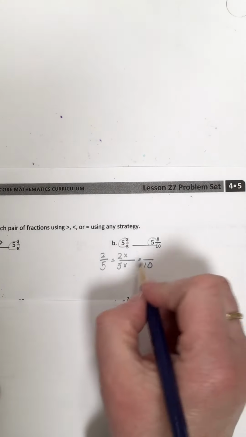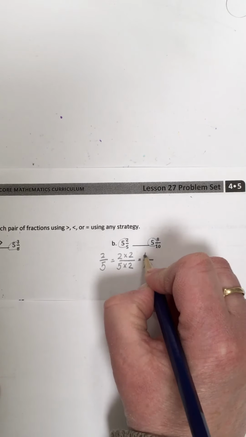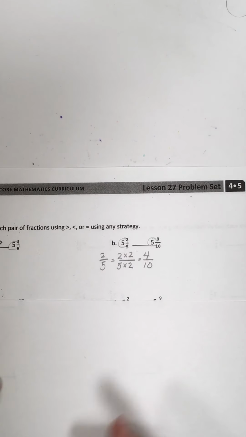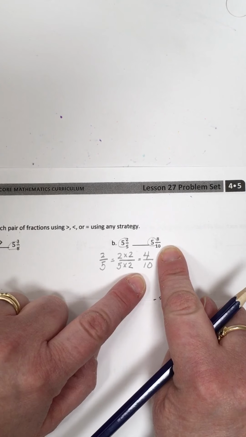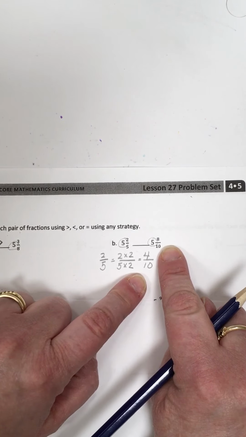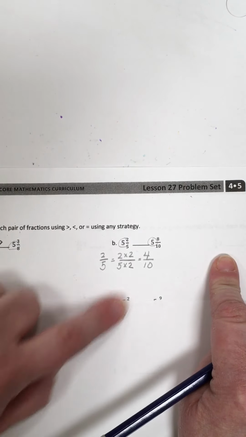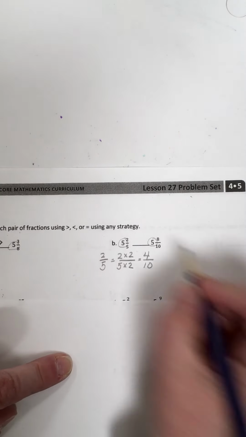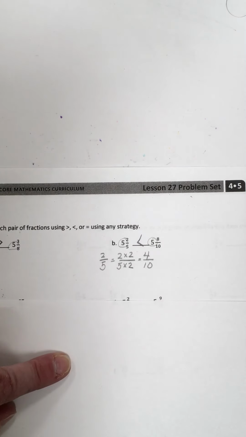5 times 2 is 10. 2 times 2 is 4. So now we're comparing 4/10 to 8/10. The rule says when the denominator is the same, the greater the number in the numerator, the greater the fraction. 8/10 would be further to the right than 4/10. So I would say 5 2/5 is less than 5 8/10.